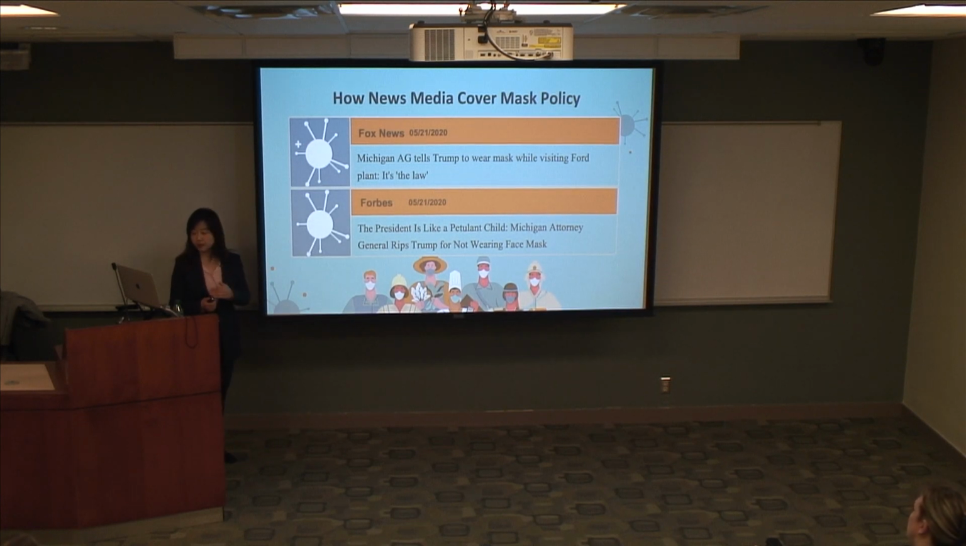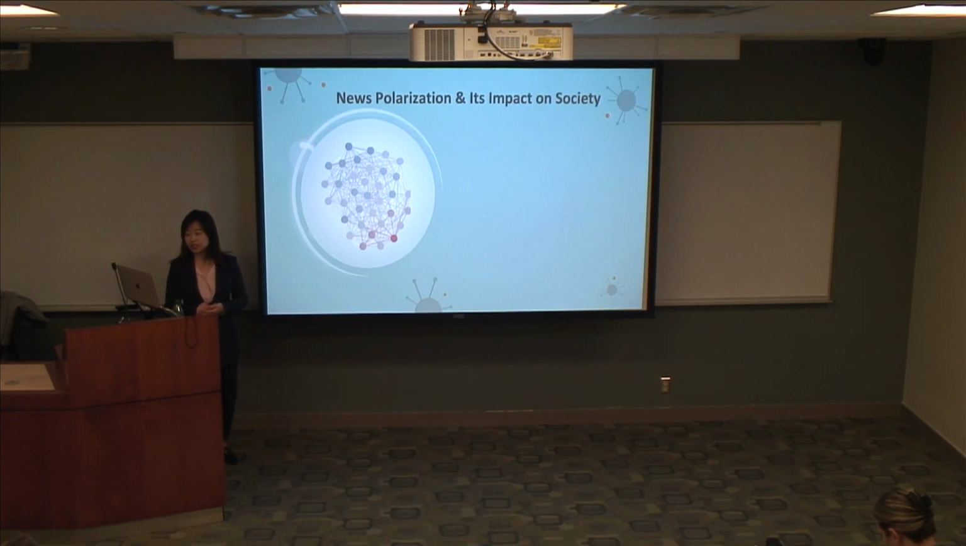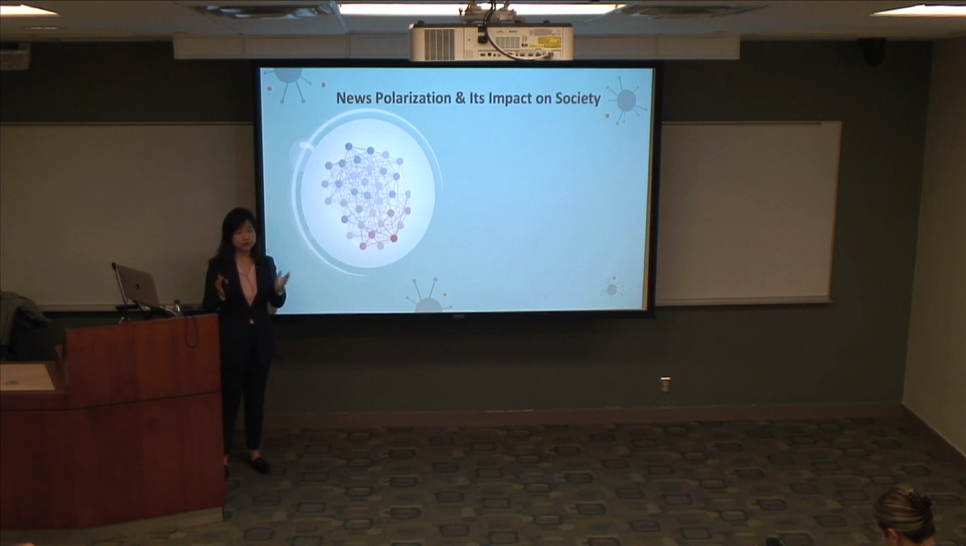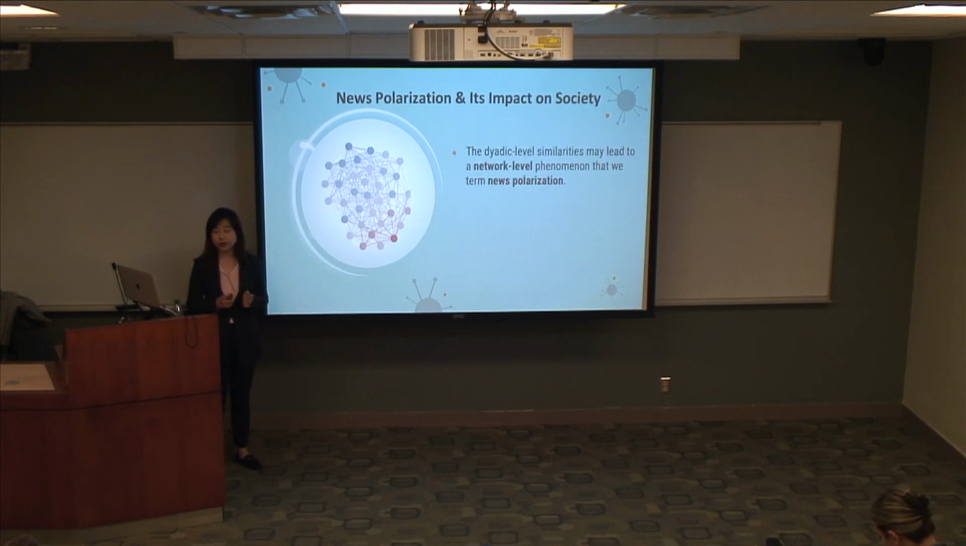So from these examples, we know that different news media cover the same event from totally different angles, which results in different levels of text similarity. What I just showed you are dyadic level text similarity between two news organizations. This dyadic level text similarity may evolve into a network level phenomenon, which we call news polarization.